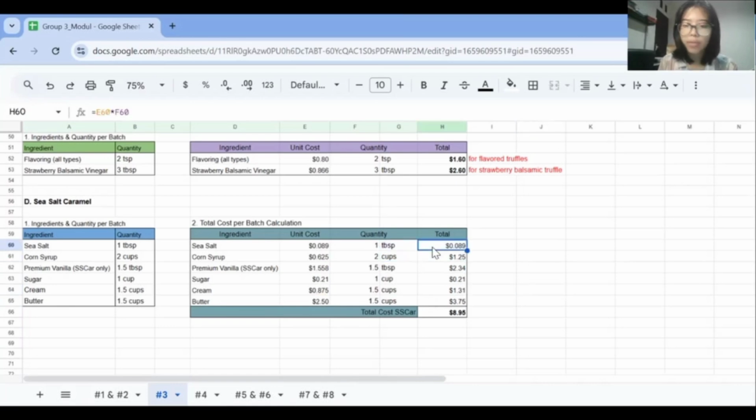Make the Excel do the job for you, like this. If you have already done the times, you need to sum it up. All of this, you will get this. Sum it up. So how much is the total cost for sea salt caramel? It's $8.95, like that. Easy, right?